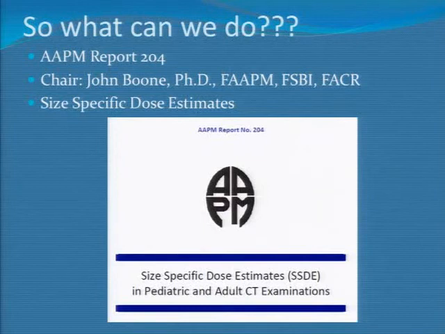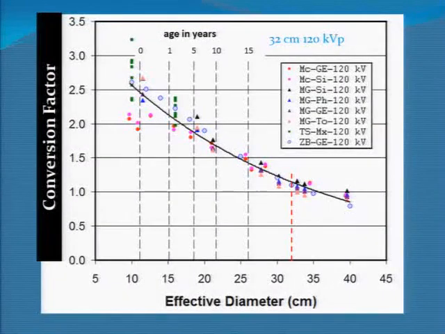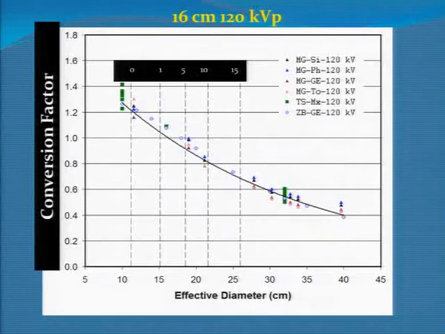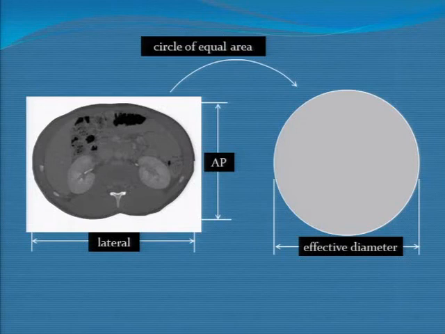So what can we do to try and get there? Well, we might use AAPM report number 204 that John just described, probably much better than I will. This is a repeat of the same plot that you just saw, and he did a nice job of describing where that data came from. There are several plots that have to do with the different CTDI phantoms.